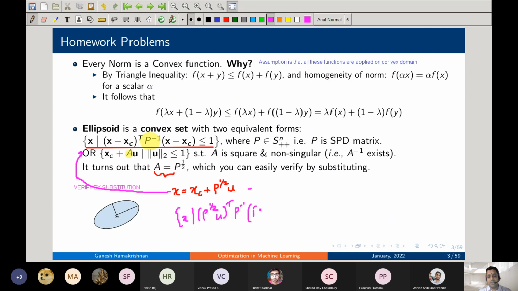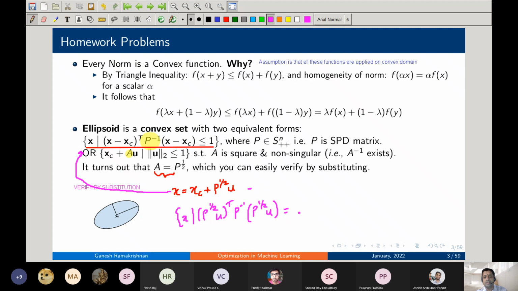What's next? It'll be p half u again, which on expansion you'll get u transpose p half. Now this p raised to half, because p is strictly positive definite, it's symmetric. So p half transpose is the same as p transpose raised to half, which is the same as p transpose. So you'll get basically p raised to half, p inverse, p raised to half.